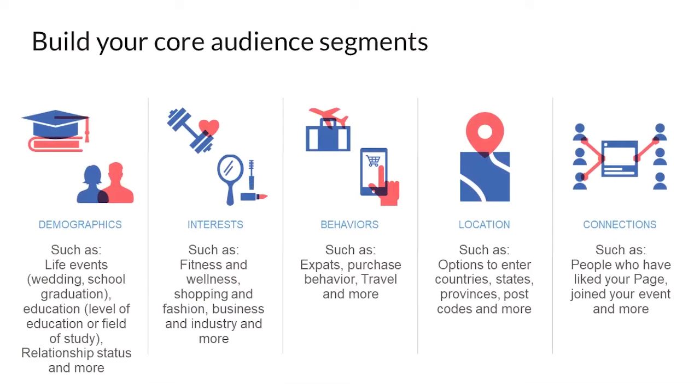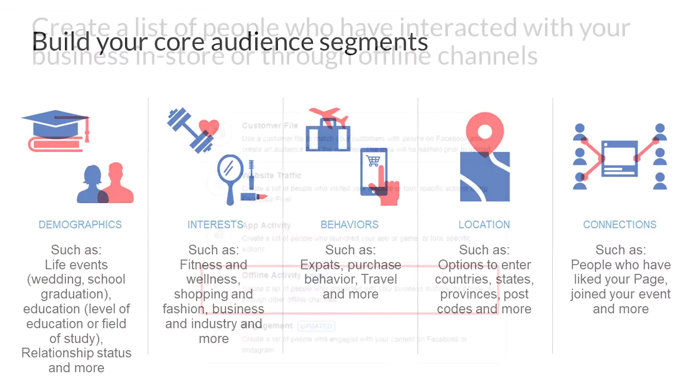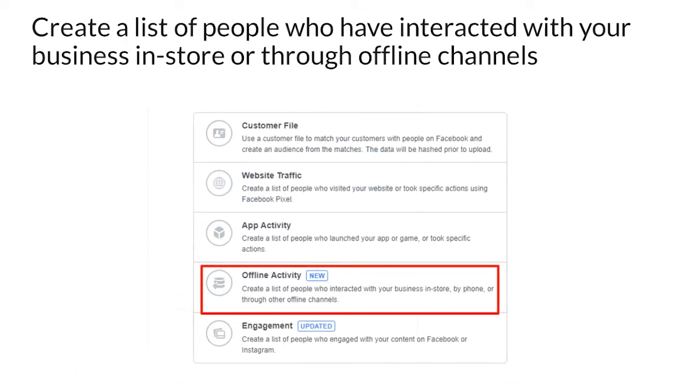So you can target three types of audiences. First, the core audiences who are there on Facebook. You can target them based on their demographic profile, interests, behaviors, locations, and connections, as we saw. Or you can create a list of people who have visited or interacted with your business in store through the offline channels. This is known as offline activity targeting. And again, this is a new feature of Facebook.